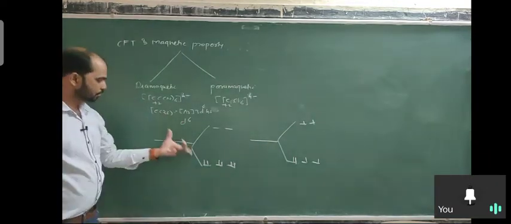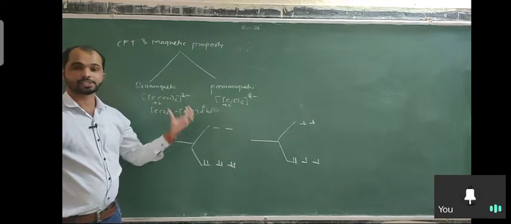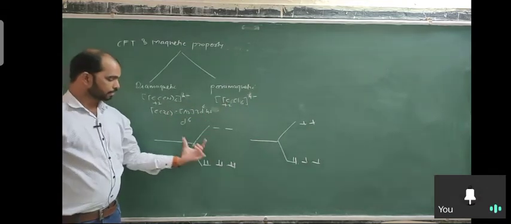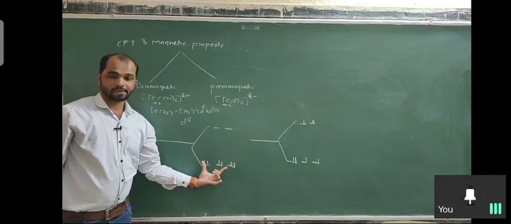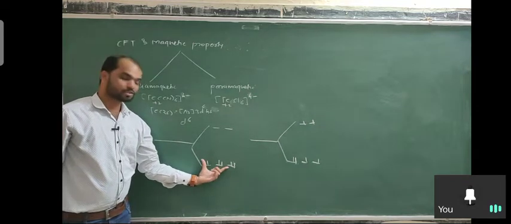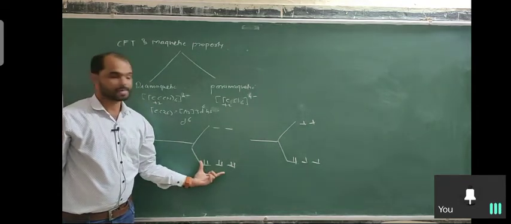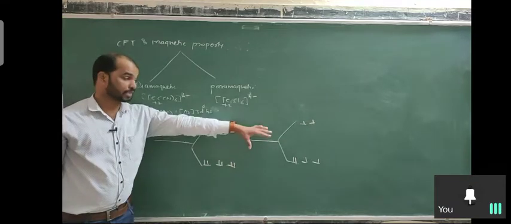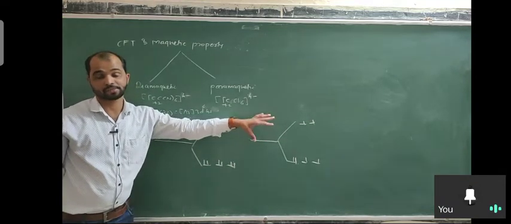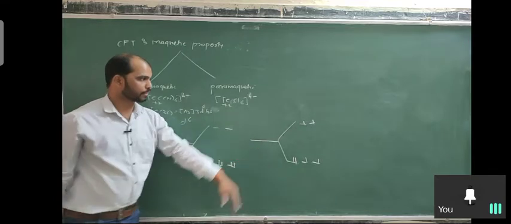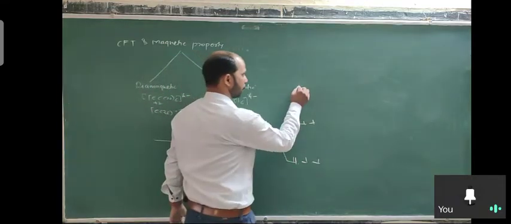So we split here according to the field, whether it is strong or weak, and then we observe whether any unpaired electron is present or not. If all electrons are paired, that means it is diamagnetic. If one of the electrons is unpaired, that means it is paramagnetic. So here it has 4 unpaired electrons.